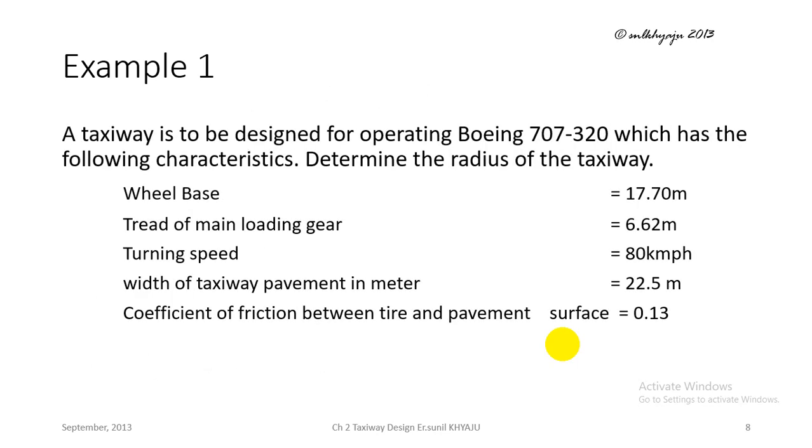Example. A taxiway is to be designed for operating a Boeing 707-320 which has the following characteristics. Determine the radius of taxiway. Wheelbase 17.70 meters, tread of main loading gear 6.60 meters, turning speed 80 kilometers per hour, width of taxiway pavement 22.5 meters, and coefficient of friction between tire and pavement surface 0.13.